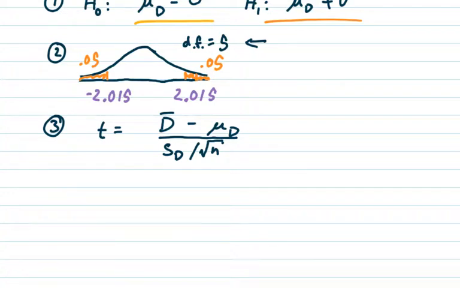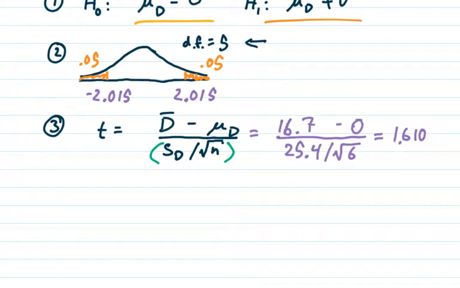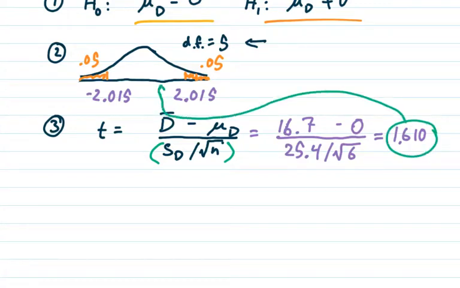Our equation for t is equal to d bar minus mu subscript d, all divided by s subscript d divided by the square root of n. So one thing to just point out here, make sure you are using parentheses if you're typing all of this into your calculator all at once. And that works out as a 1.610.